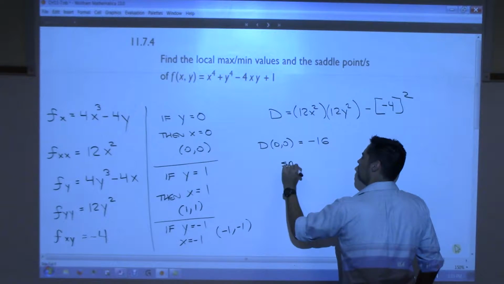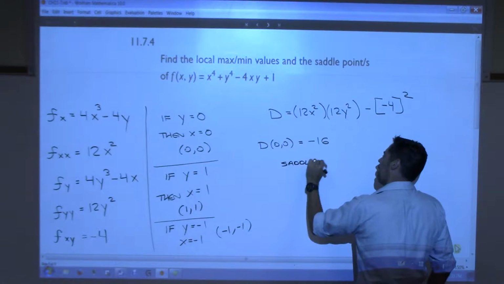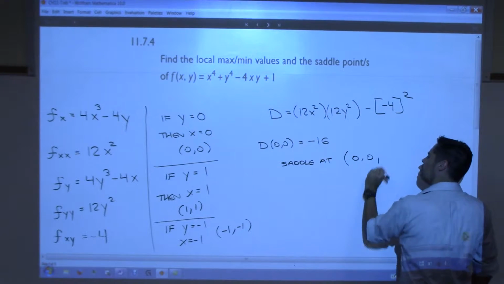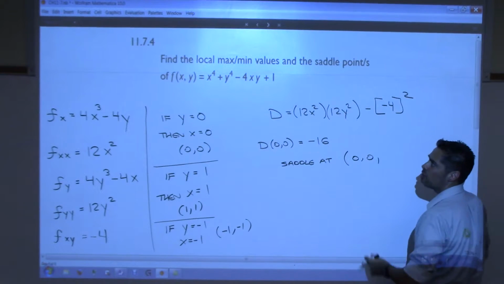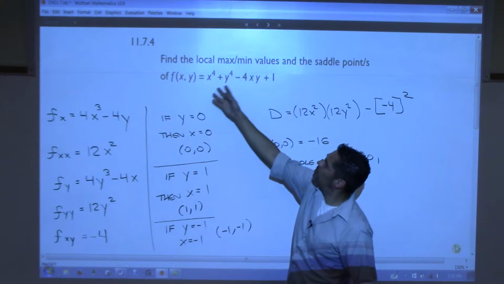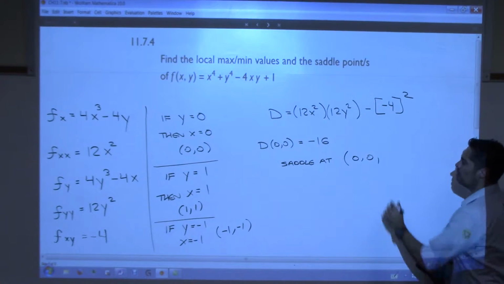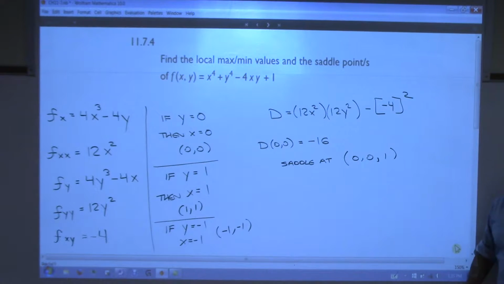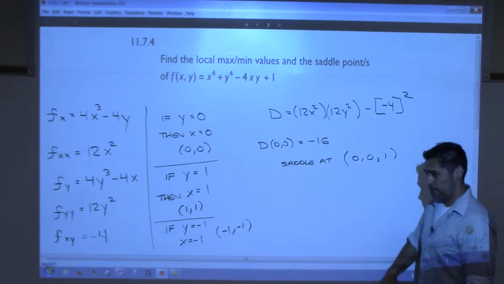I have a saddle point at, what's the point? 0, 0, and I want the triple, so plug 0, 0 into this. 1? That was easy, right? 0, 0, 1? Guaranteed, that's a saddle point. It's neither a maximum nor a minimum.